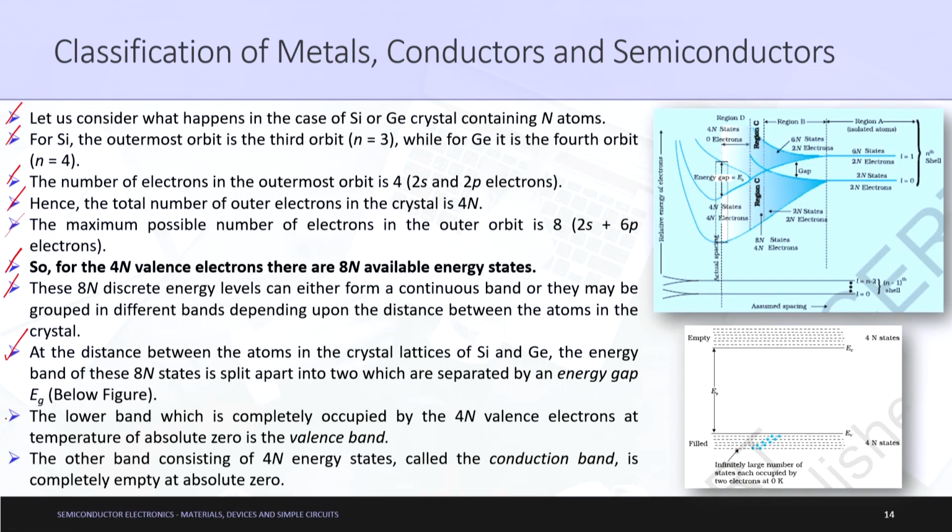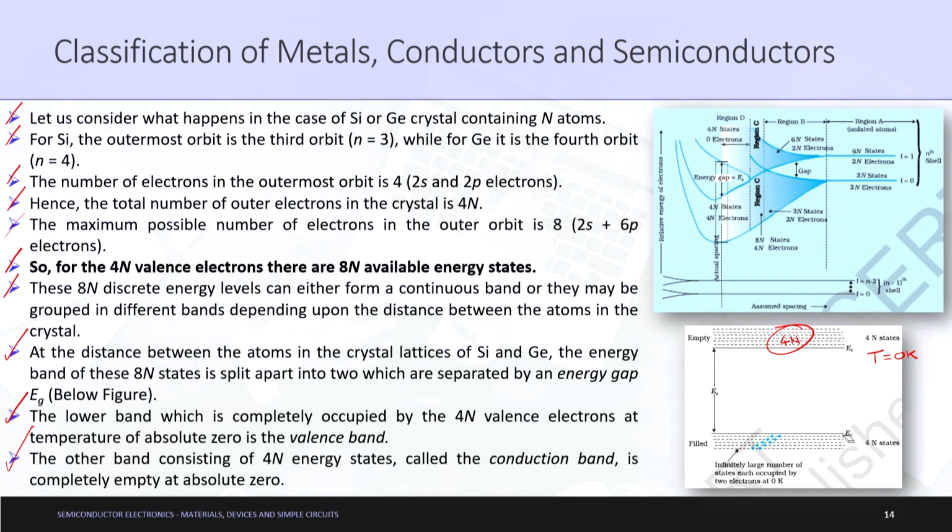Fine. Then, this thing has also been explained. Next is the other band, consisting of 4n energy states, called the conduction band, which is completely empty at absolute zero. So, at T equal to 0 Kelvin, 4n energy states are here and 4n energy states are here, but this one is well occupied at absolute zero temperature.